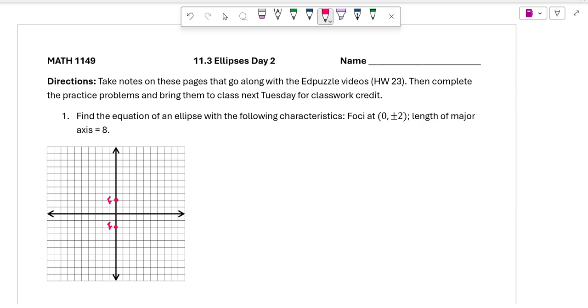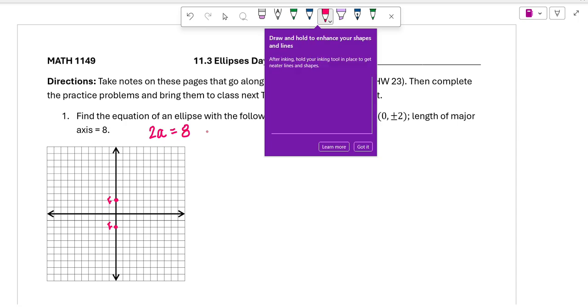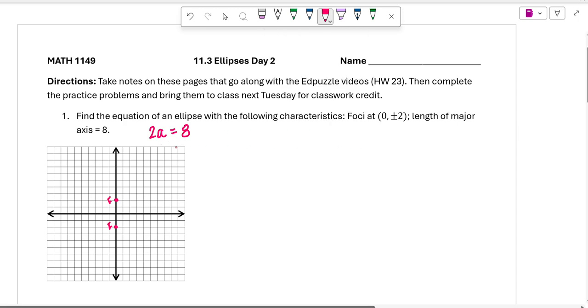And then you can also tell that this will be a vertical ellipse. The foci are always on the main axis, or the major axis, of the ellipse. The length of the major axis is 8. So the length of the major axis all the way across would be 2a. So 2a is 8, and a is equal to 4 then.